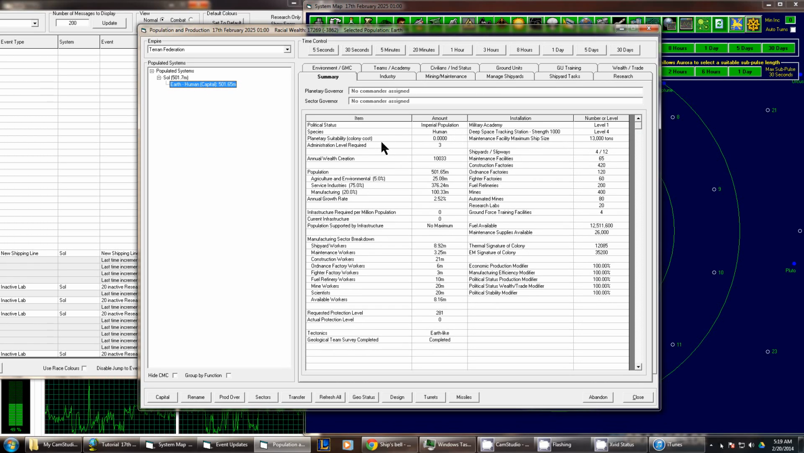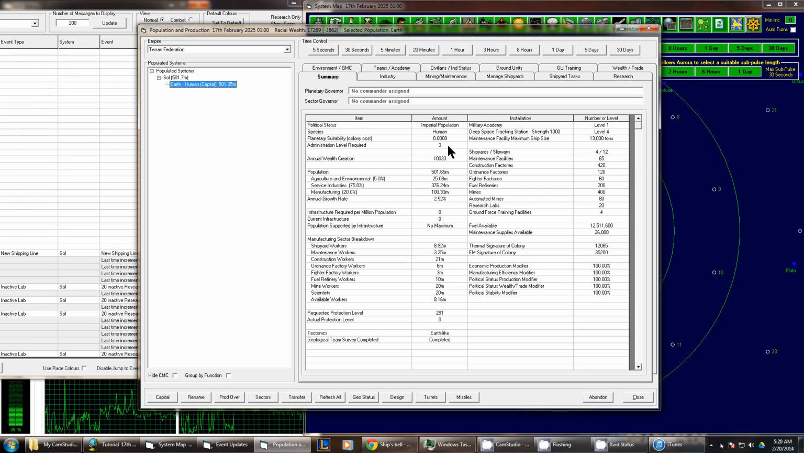Planetary suitability. That basically means how hard it is for people to live there. The higher the number, the harder it is for them to live. For example, if you're on Mercury, you have a 13-14 planetary suitability, which makes it very hard to live there. Whereas the Moon is at 2. And it's at 2 because it doesn't have an atmosphere.